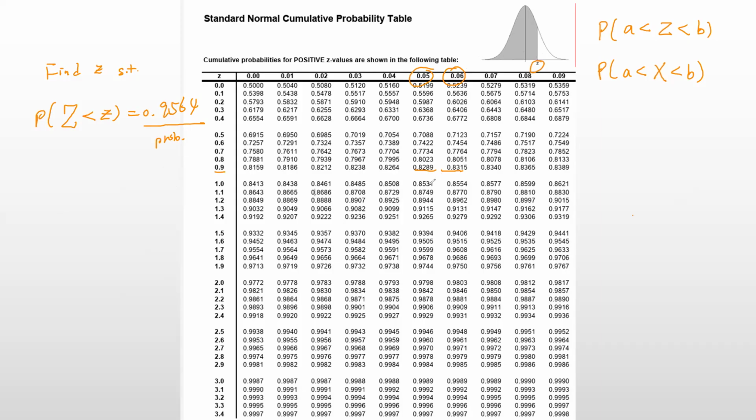So you need to look at this number in the main part of the table. So I get this one. Well, I just look at it. That's why I put this number there. So little z is actually 1.71. Okay, that's our little z.